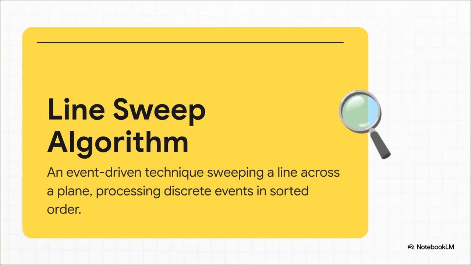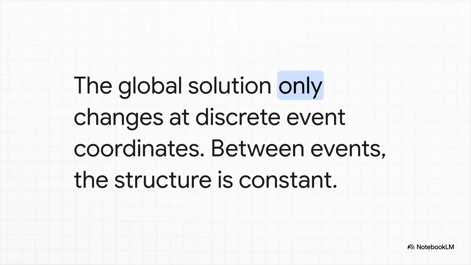So here's the textbook definition, but let's break it down. A line sweep is an event-driven technique, and that phrase is absolutely key. Our sweep line doesn't just move smoothly like some animation. No, instead, it instantly jumps from one critical point to the next. And we call these critical points events. And this is the light bulb moment, the fundamental mindset shift you have to make.